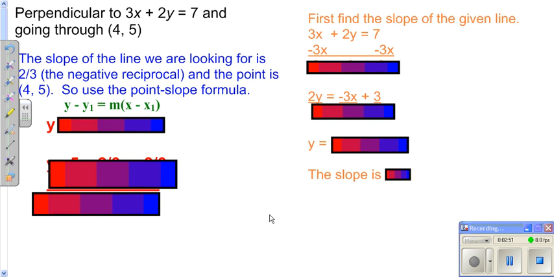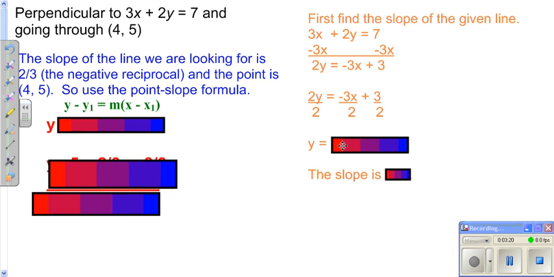So, looking at this one here, we want it to be perpendicular to this one, going through this point. Well, if it's perpendicular, you got to first of all figure out the slope of this line. So, to figure out the slope of your line, you got to go ahead and get y by itself. So let's take a look at that over here. Let's go ahead and try to get y by itself. So we'll subtract a 3x from both sides, and we get this. Now we got to get rid of the 2. So divide everything by 2, and we get this.